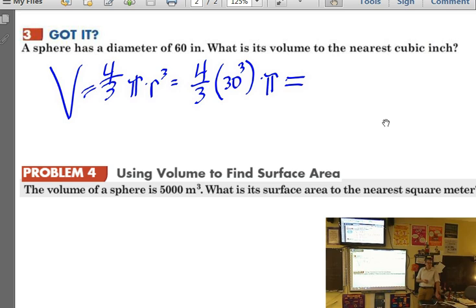You don't even need a calculator for this to get it all the way to terms of pi. You really only need a calculator to get to your nearest cubic inch. Do you know what 3 cubed turns into? 27, right? So what does 30 cubed turn into?